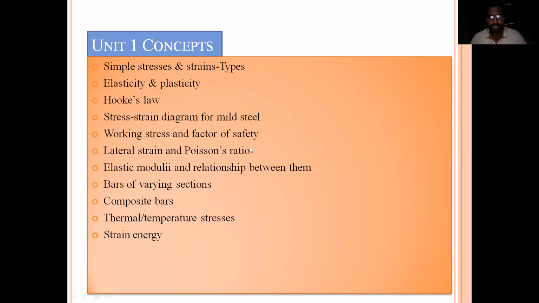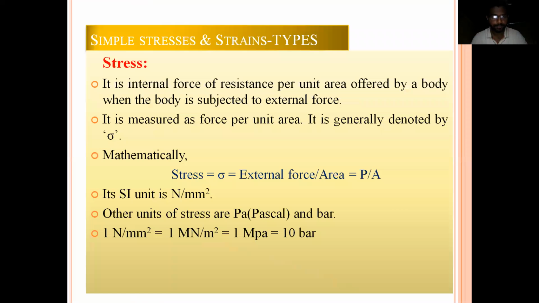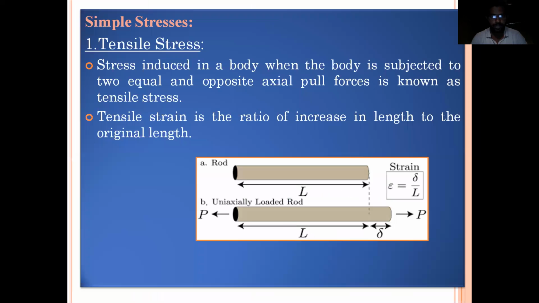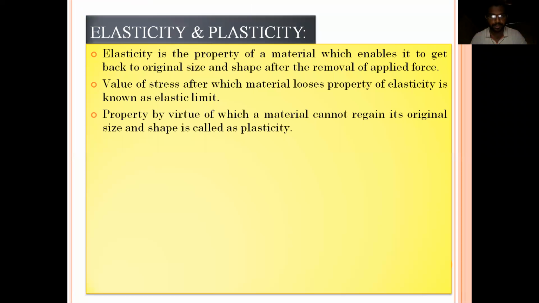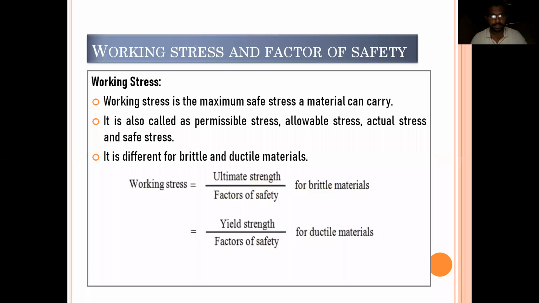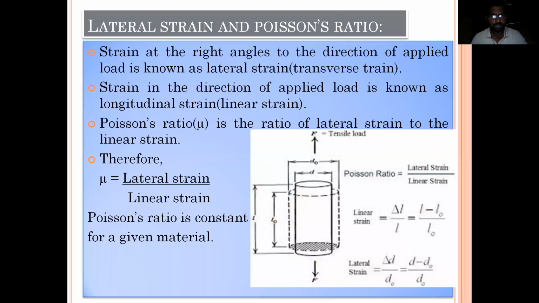Let us move forward. In the previous class, we had discussed lateral strain and Poisson's ratio. The strain which is at right angles to the direction of the applied load is known as lateral strain, and the strain in the direction of the applied load is known as longitudinal strain, and the ratio of lateral strain to the longitudinal strain or the linear strain is known as Poisson's ratio.